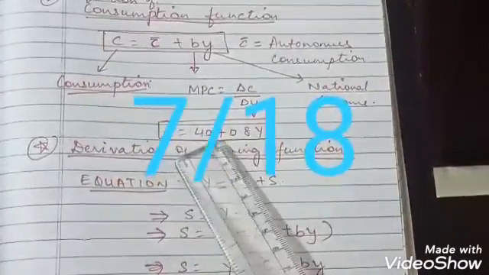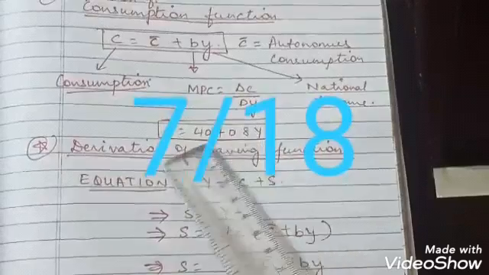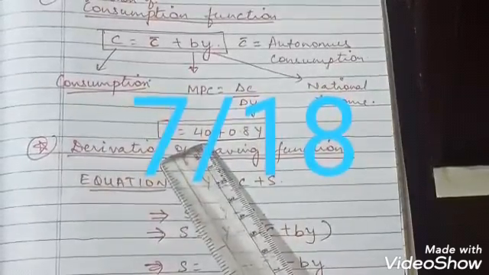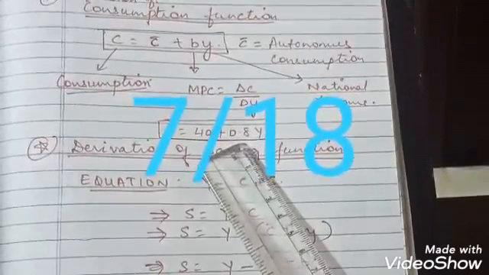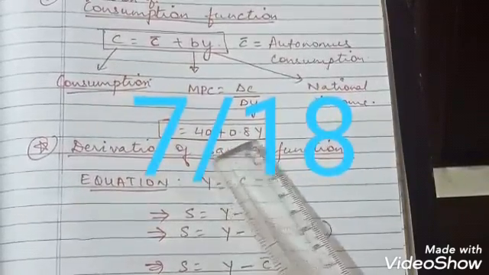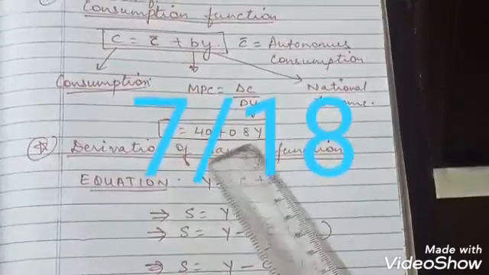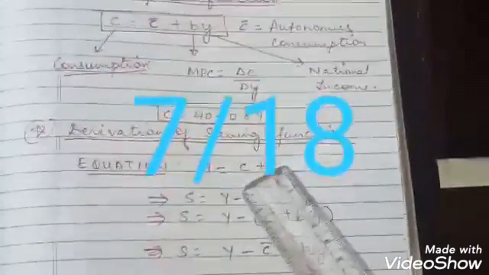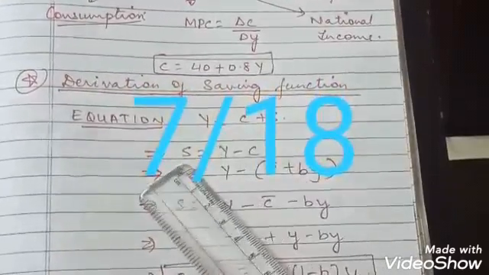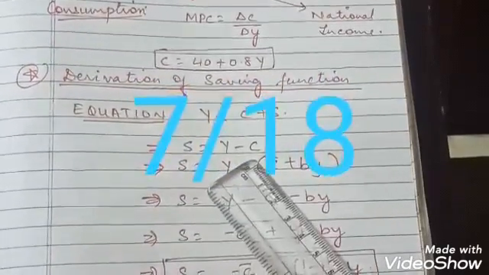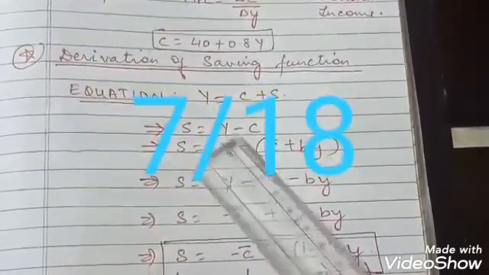I've given you an example and I told you to always take this example. C is equal to 40 plus 0.8y. You should understand what 40 is. 40 is autonomous consumption. 0.8 means that 80% of the additional income is spent. Y is the national income. How to derive the saving function? We are very well versed with y is equal to c plus s. S is equal to y minus c. This is nothing but pure maths.